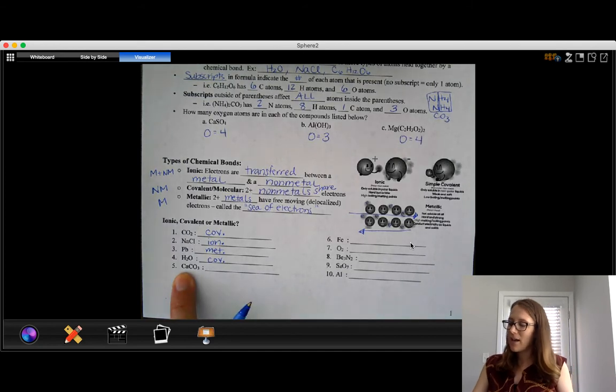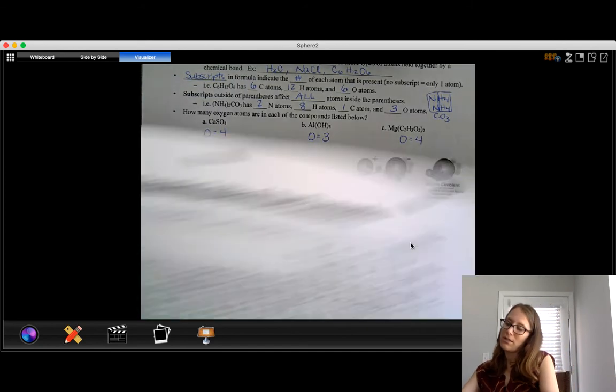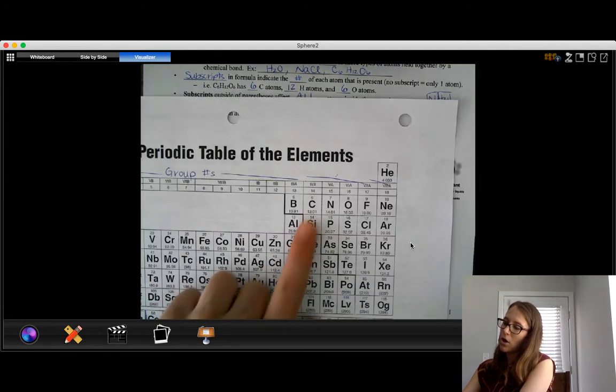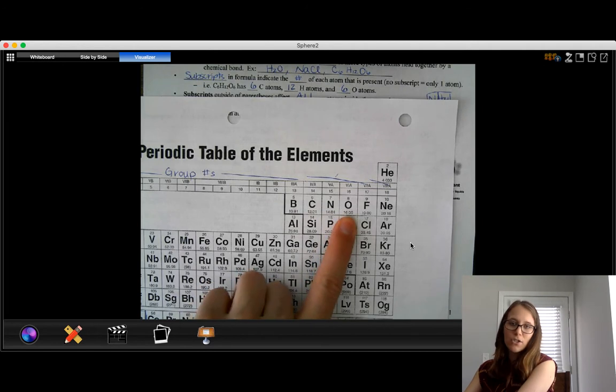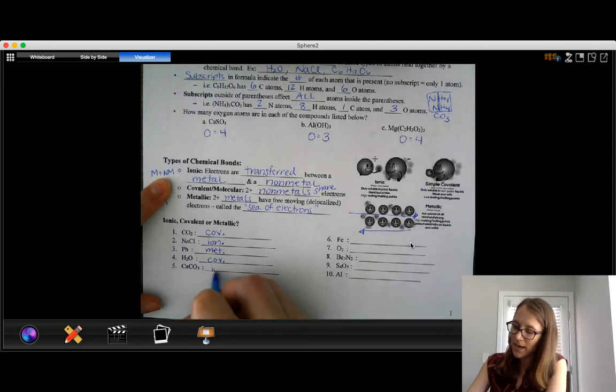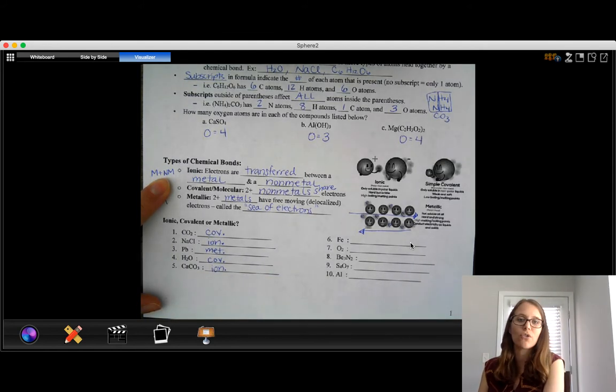Next up, we have calcium and carbon and oxygen. That's 3 different elements. Calcium is a metal, carbon is a nonmetal, oxygen is a nonmetal. So I said that I have a metal and 2 nonmetals. That's going to fall into the ionic category, because it's not just metals or just nonmetals.